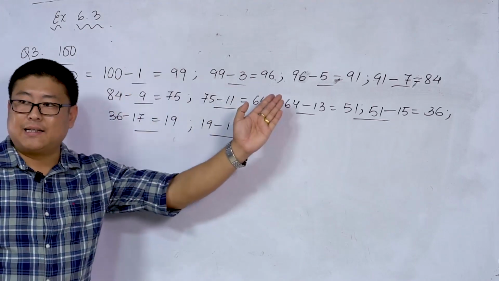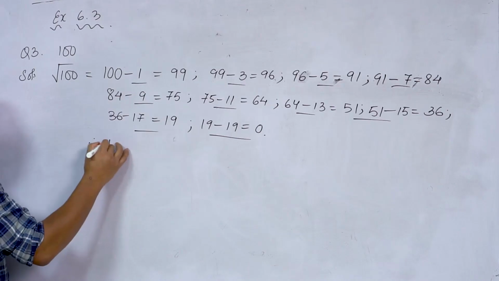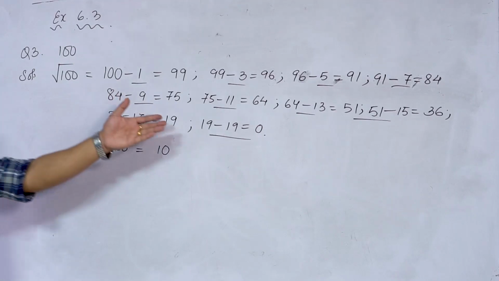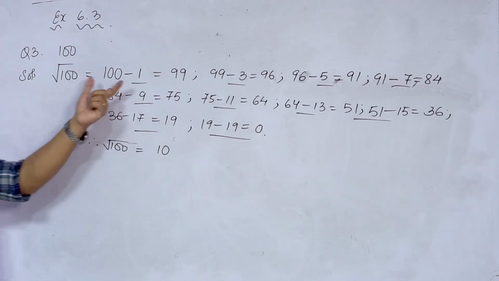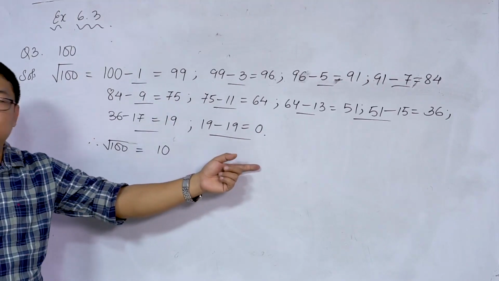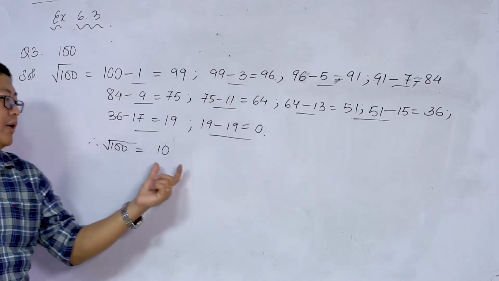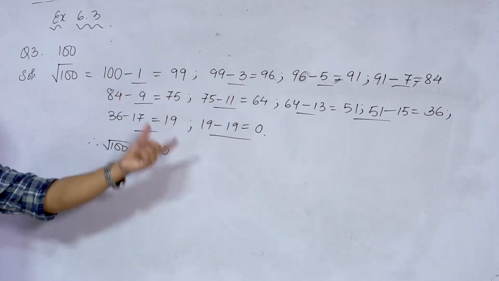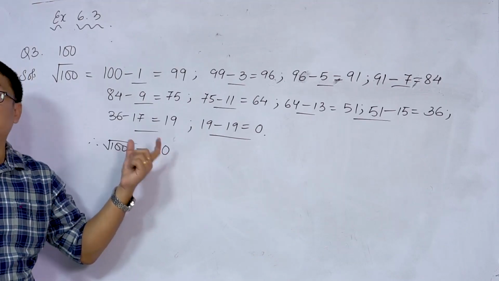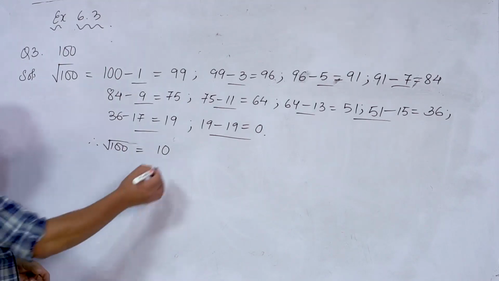We took 10 steps to reach 0. So we can finally see that the square root of 100 is 10. Even without doing this, we know that it is 10. But to prove that repeated subtraction can solve square roots, we have done it. So we have gone through 10 different steps to reach 0. So this number of steps will give you the square root of 100. I hope you have understood this.